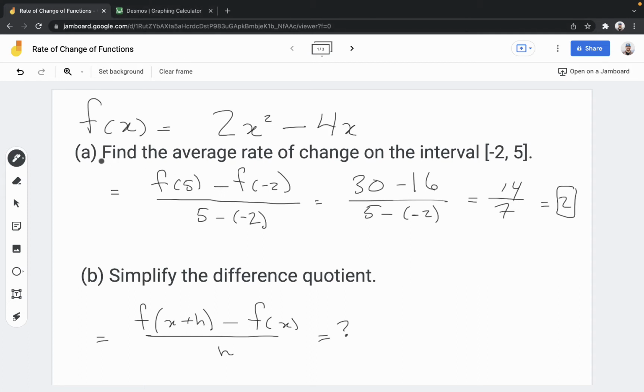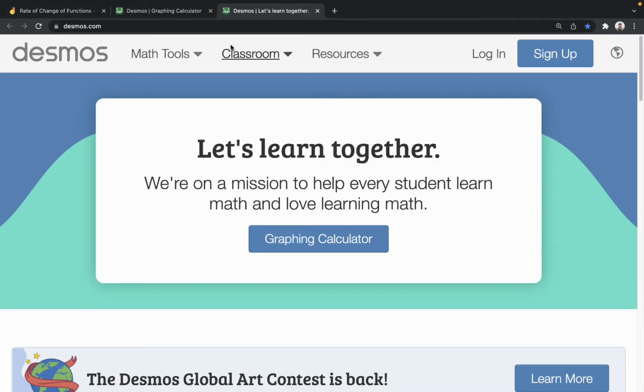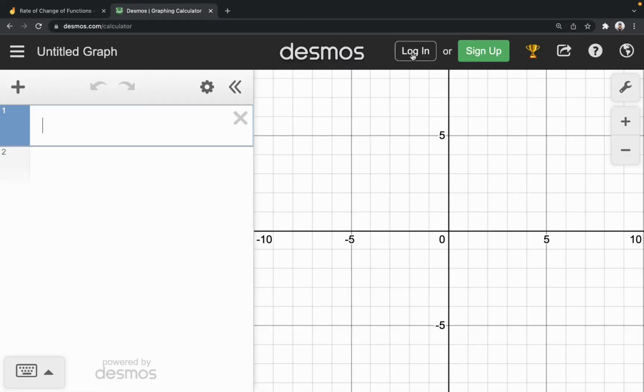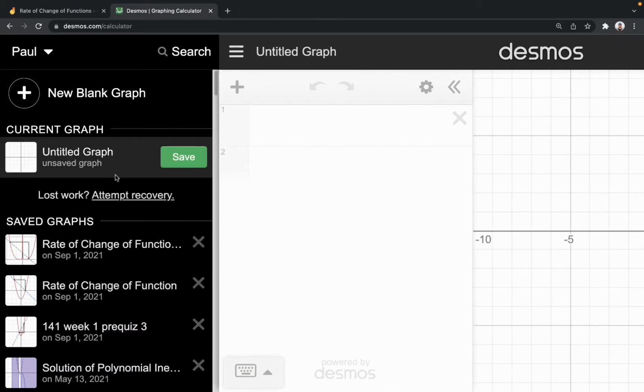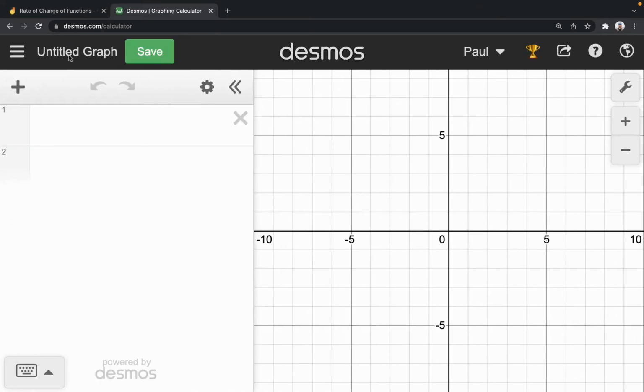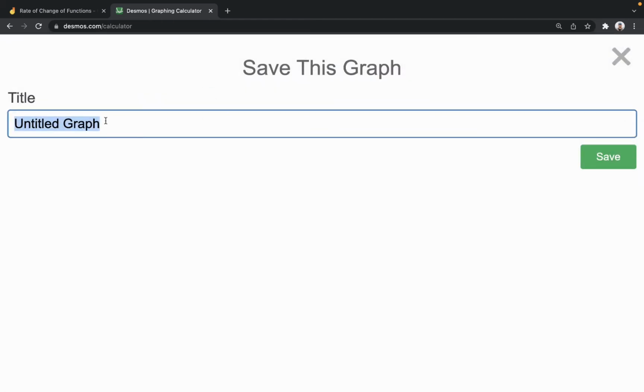So let's start with the part that I think would be most helpful for you to do. And that is in part A, simplifying and evaluating this in Desmos. If you go to desmos.com, it's going to look like this. Just click Graphing Calculator. I do recommend logging in, and then you can save your graphs, and you have, for me, a long list of graphs that you can come back to later. I'll click Save, and I'll call this one Rate of Change Exercise.